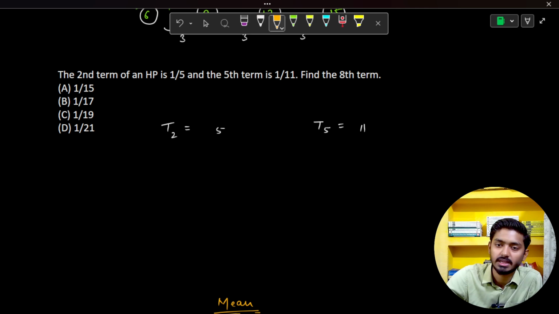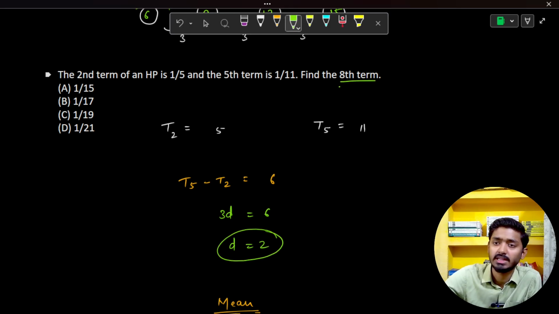If we subtract t2 from t5, we get 6, and that is also 3d. So 3d equals 6, d equals 2, right? And you're supposed to find the eighth term. t8 equals t5 plus 3d, right? t5 equals 11 and 3d equals 6, that is 17.